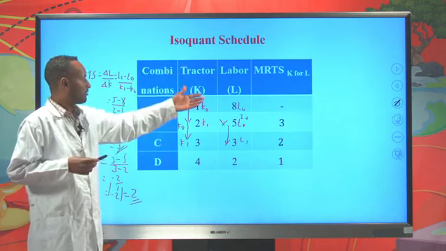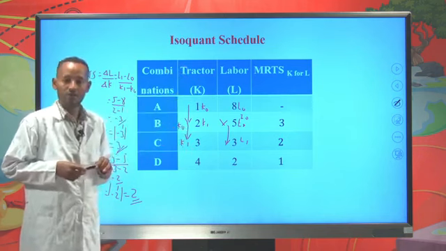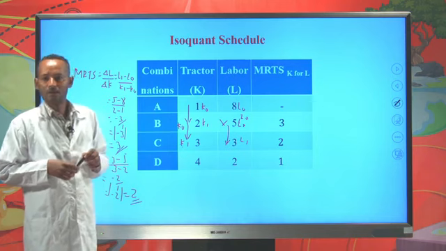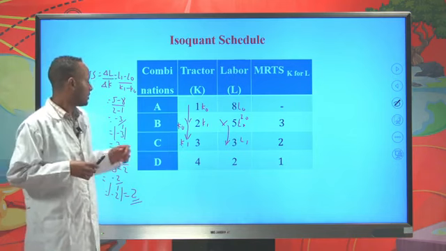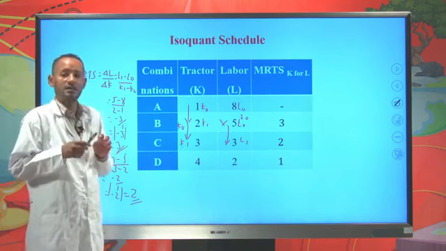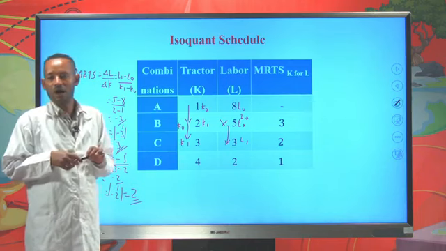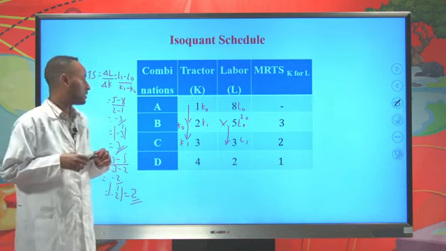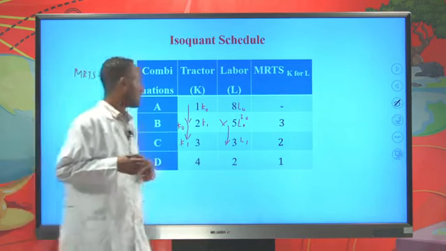This indicates that as we increase implement of the variable input tractor from 2 to 3, if implement of the variable input labor declined from 5 to 3, then the rate by which one variable input is substituted for another is 2. That means we are substituting 1 tractor for 2 labor.